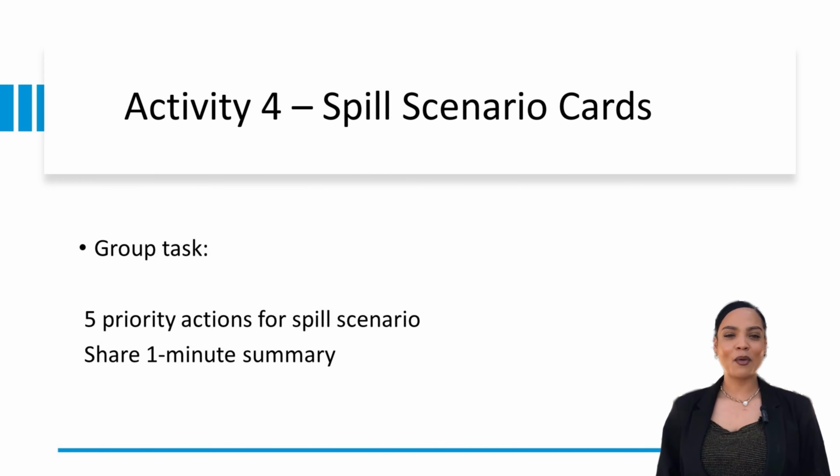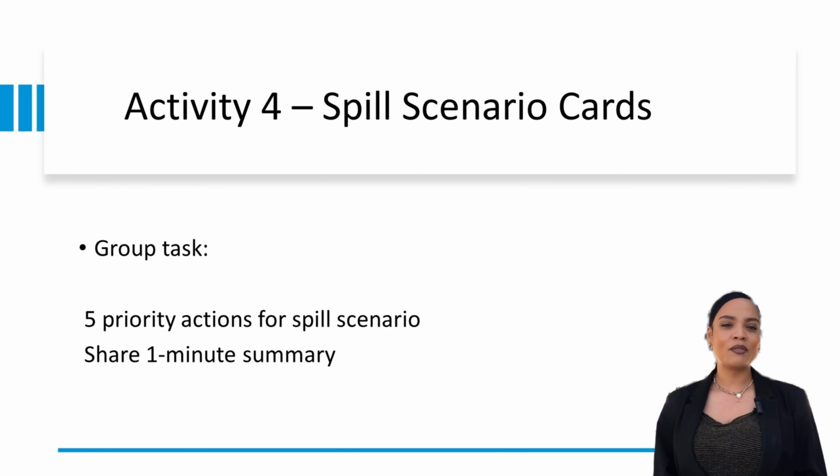In small groups, I will hand out spill scenario cards, for example: acid leak from a dosing line, solvent knocked over at decanting, oil leak near a drain. Your group will list your first 5 actions in order. Keep it simple, safe, and aligned to training.